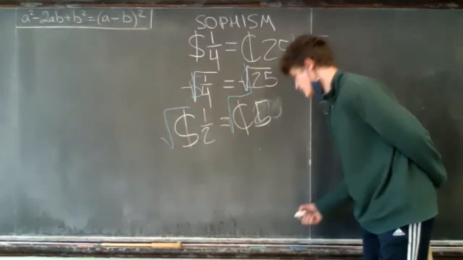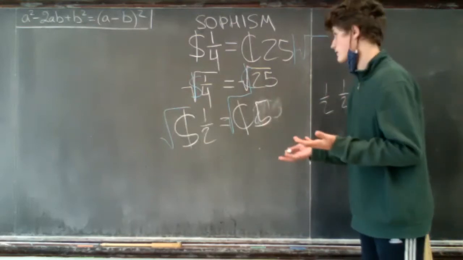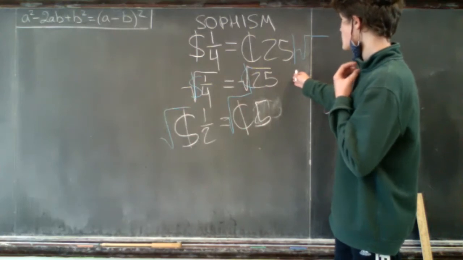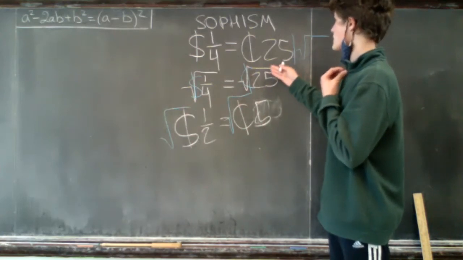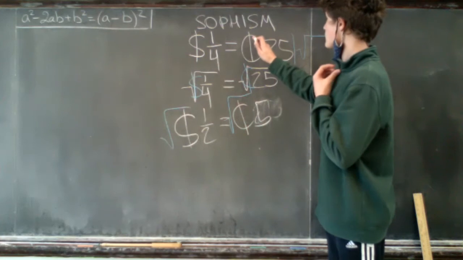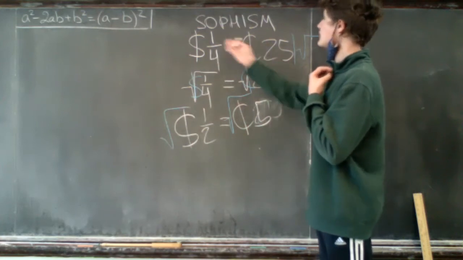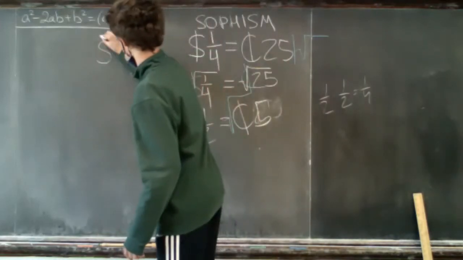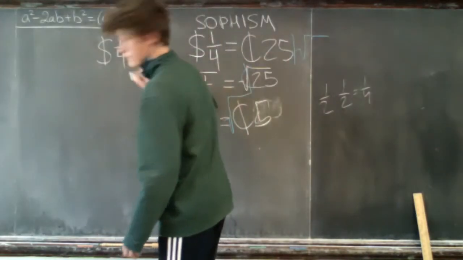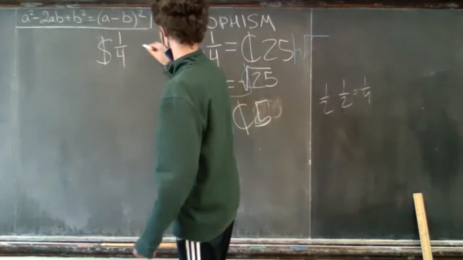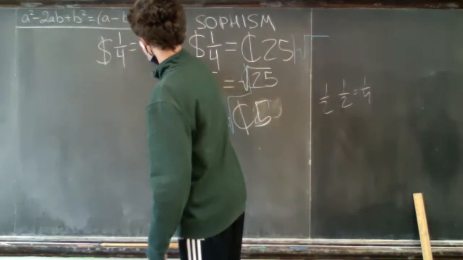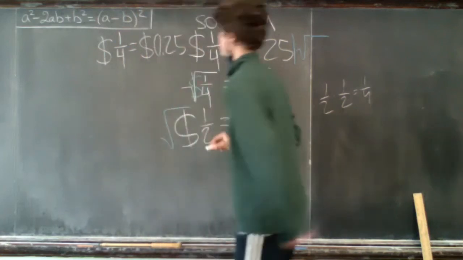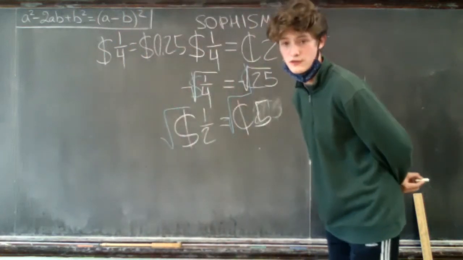So what you would do to correct this sophism is, in the first step, you would have to change this unit to make it equal to this unit. So you could keep 1/4 of a dollar, and instead, you would take it equals 0.25 dollars. That way, it's the same unit.